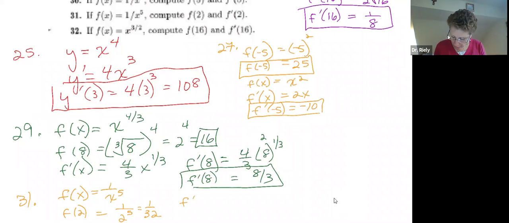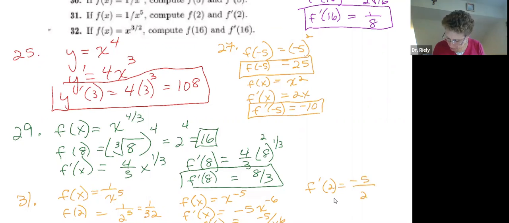So let's keep going. F prime, well, I'm not even going to go there yet. I'm going to rewrite this as x to the negative 5. Now I'm going to say f prime of x equals negative 5 x to the, which way you going? Negative 5 minus 1, you go more negative, so it's negative 6. Okay, let's write that in a way that I can actually work with it. So that's going to be negative 5 over x to the 6th. Okay, so now I'm going to say f prime of, and I was evaluating what, 2? Yep. Equals negative 5 over 2 to the 6th. So if 2 to the 5th was 32, this has to be 64.